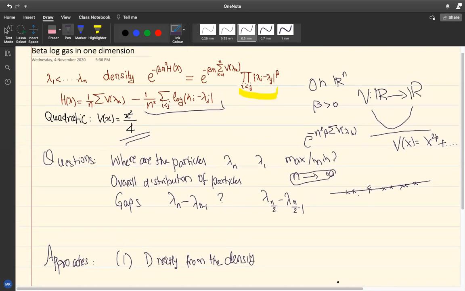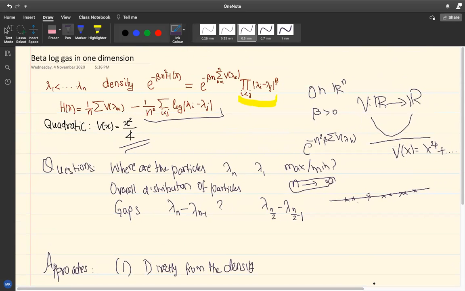So this is a joint density of very many particles. Unless you can integrate things out, it's not easy to work with. For example, one of the most basic things: on the real line, I take an interval I and ask what's the expected number of particles that I see here, or the variance of that.